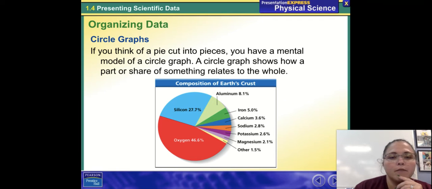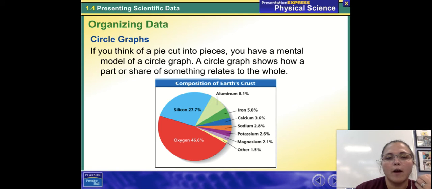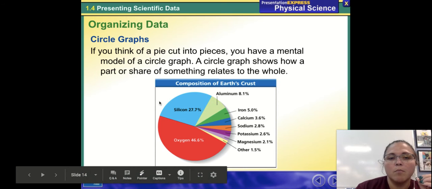Another type of graph is a circle graph. This type of graph has many different names. So circle graph, pie chart, pie graph, all of those mean the same thing. If you think of cutting a pie into pieces, you could have a mental picture of what a circle graph is. A circle graph shows how a part or share of something or a percent of something relates to the whole amount. And so if you're talking about a percentage of something, then you can show that with a circle graph or pie chart. I usually call them a pie chart.